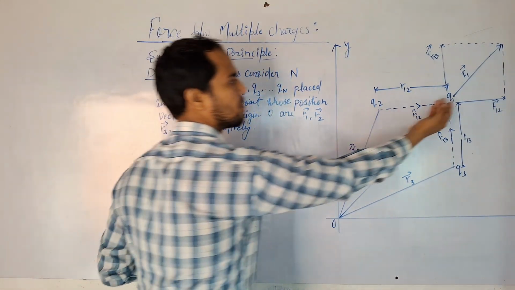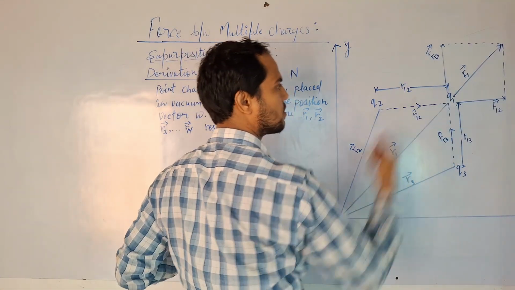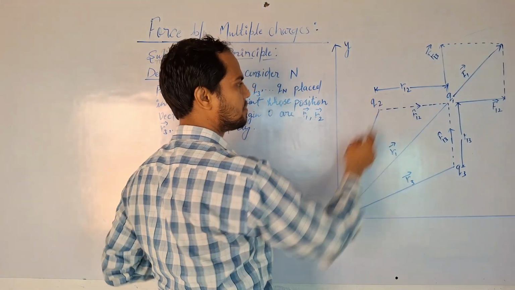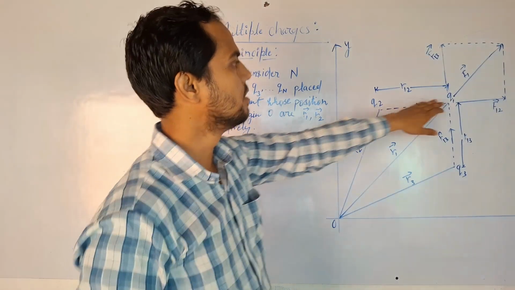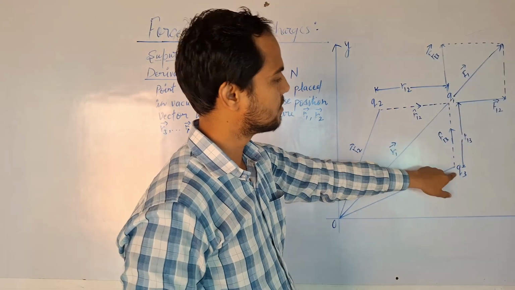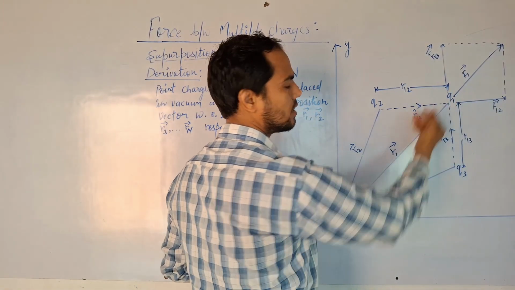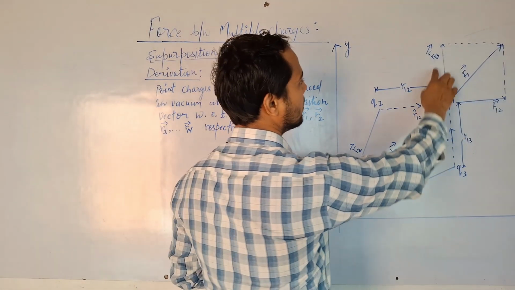from Q2 to Q1, and this is the unit vector r13 from Q3 to Q1. This is the distance r12 from Q2 to Q1, and the distance r13 is the distance from Q3 to Q1. And now this is F1, the total force we will calculate, F12 and F13.